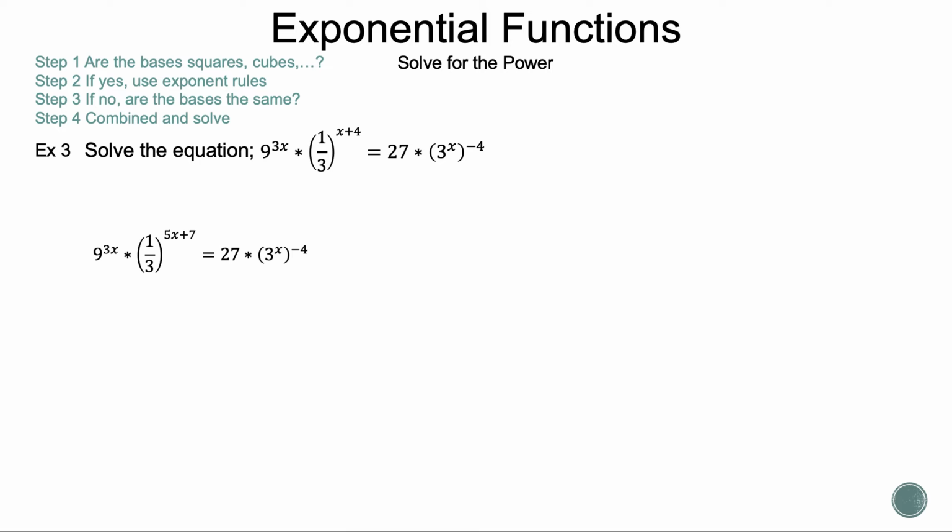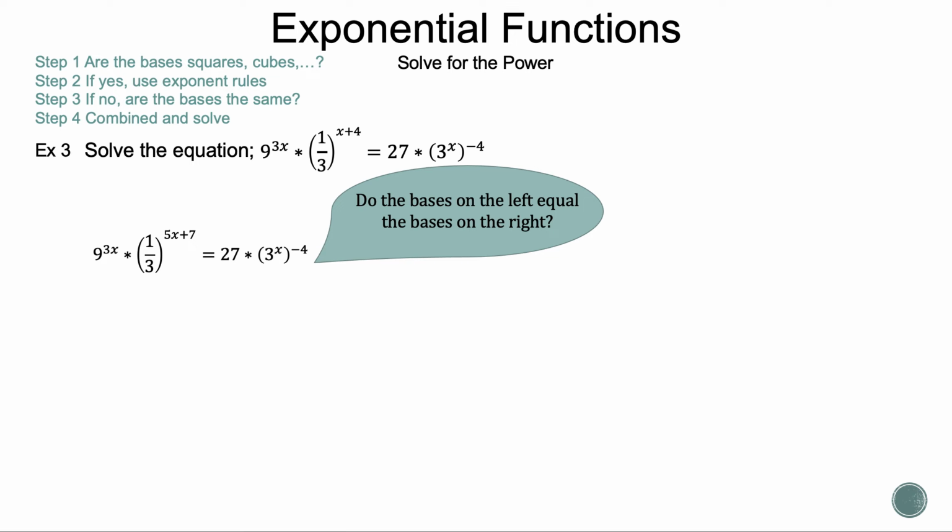First, we need to ask ourselves, do the bases on the left equal the bases on the right? In this case, it appears that they don't, but each one of the different bases is a square, a cube, and so on. What do we think is the next step? That's right, we need to rewrite each base as a 3 raised to a power of something. So 9 becomes 3 to the 2, 1/3 becomes 3 to the negative 1, 27 becomes 3 to the 3, and 3 to the x is still 3 to the x.